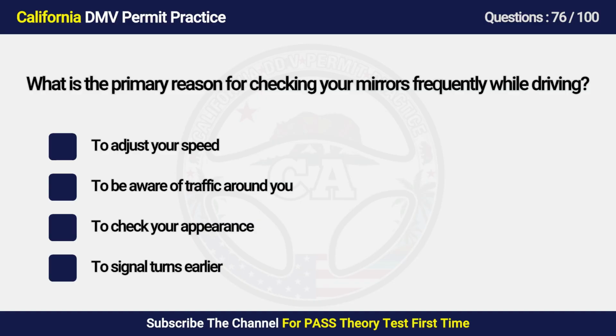Question 76. What is the primary reason for checking your mirrors frequently while driving? A. To adjust your speed. B. To be aware of traffic around you. C. To check your appearance. D. To signal turns earlier.